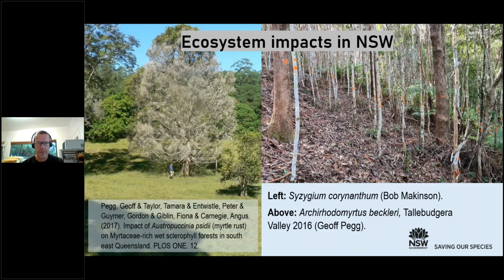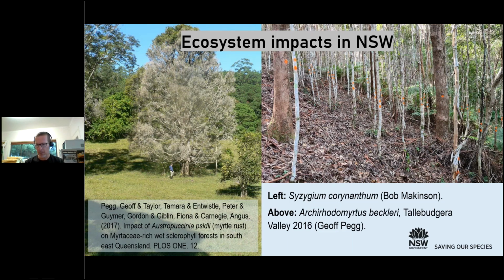So just another couple images. Again, these are from southeast Queensland. We've got a large Syzygium coronanthum on the left, potentially a couple hundred years old. In that image, you can see it's mostly defoliated. As far as I know, that tree has now died. On the right, again, a mid-storey full of susceptible Myrtaceae that have just been removed.